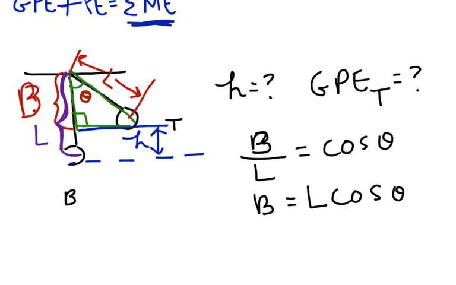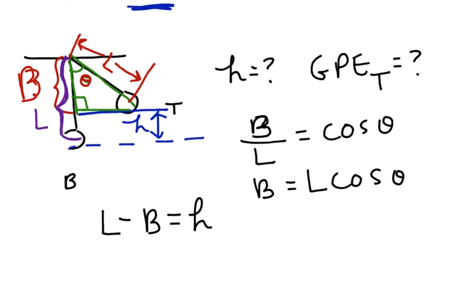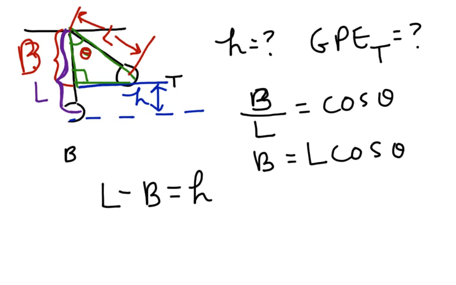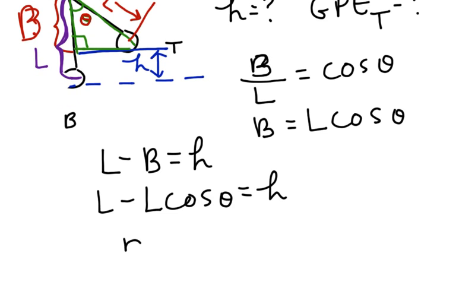If you take the length of L and you subtract the length of B, you should get H. And L then, we know, let's say that's given, and B is just L cosine theta, and that will give me H. And then once I find H, I can plug it in the equation mgh to find the gravitational potential energy at the top of the swing.